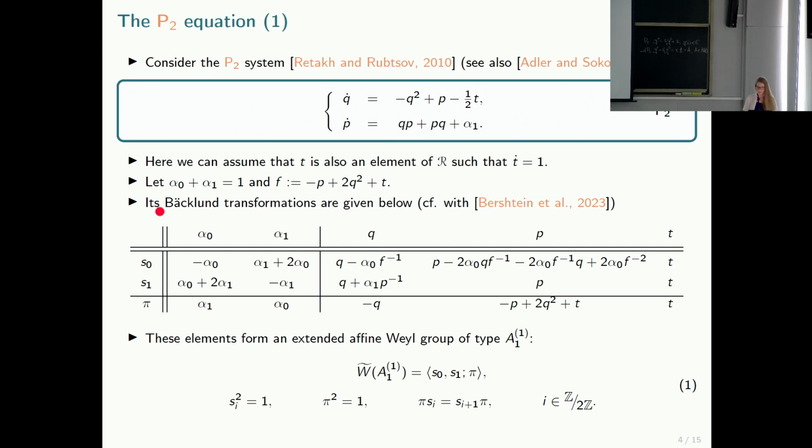Let us set that the sum of alpha 0 and alpha 1 is equal to 1, and let us introduce this element f. Then we can write down these Bäcklund transformations for the second Painlevé equation. And one can verify that these Bäcklund transformations form an extended affine Weyl group of type A1, similarly to the commutative case.